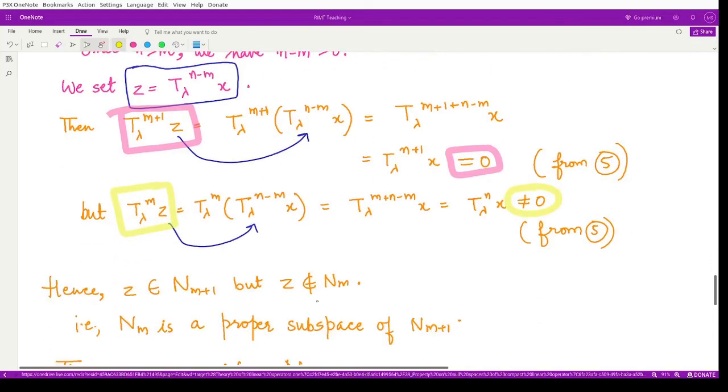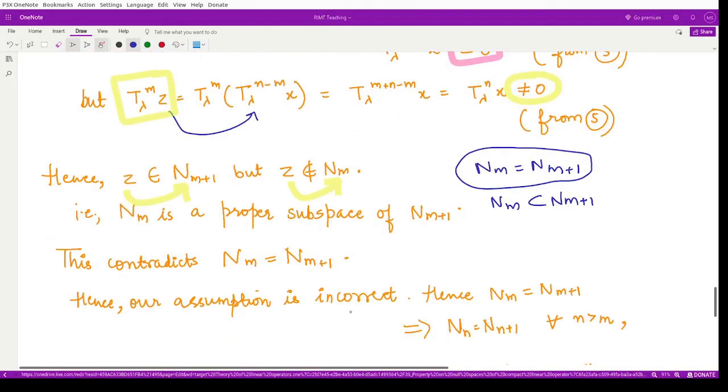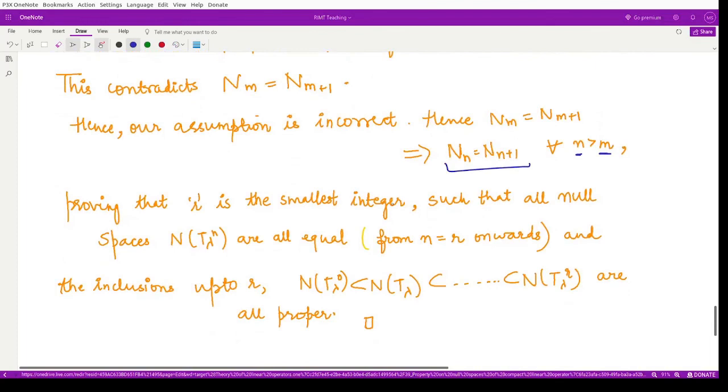So this means that z is contained in N(m+1), but it is not contained in N(m). However, in the very starting, we have assumed that N(m) is equal to N(m+1). But here we have proved that N(m) is properly contained in N(m+1). So this is a contradiction, and hence whatever was our assumption is incorrect. Therefore whenever N(m) is equal to N(m+1) and we have some index n which is greater than this m, for that particular index N(n) is equal to N(n+1).